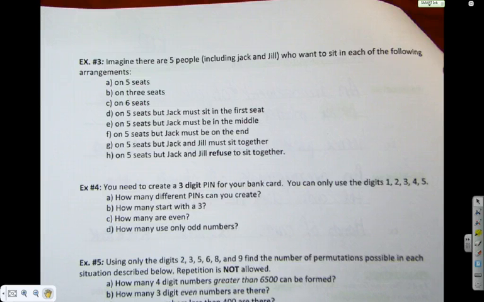This could be people, it could be books on a shelf that need to stay together or can't be together, or you want them from smallest to largest, or you want them alphabetically. This can be arrangements of letters to make words. This can be arrangements of digits to make numbers. They're all going to work on the same principle.